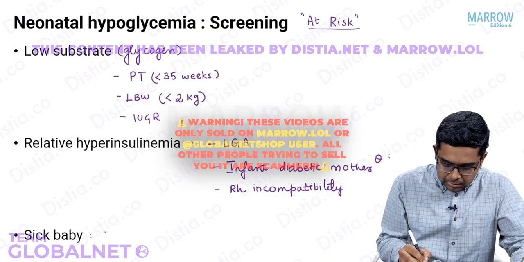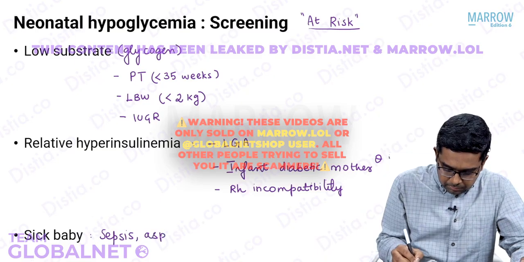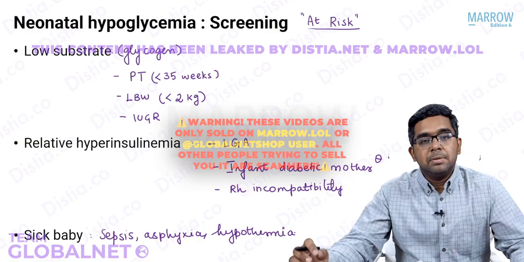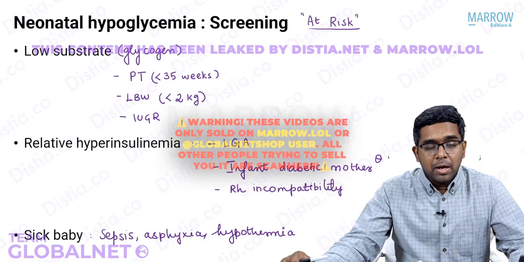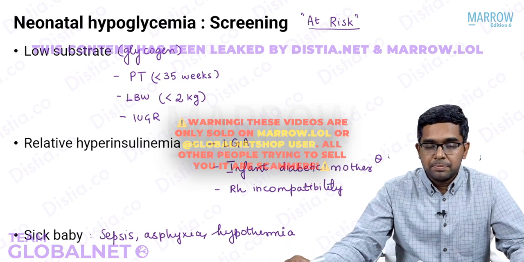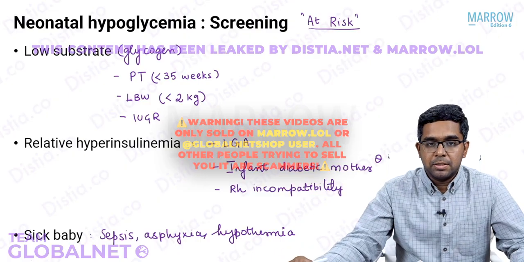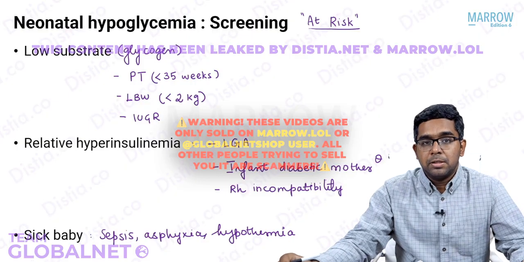The third group of at-risk babies includes a sick baby, which is something like a baby having neonatal sepsis, or a baby with birth asphyxia, or a baby with hypothermia. So this group of sick babies also needs to be screened for hypoglycemia. So you have to identify these at-risk babies and screen for hypoglycemia. Generally, remember, hypoglycemia is screened by dipstick measurements. We take a heel prick sample and do the dipstick measurement of glucose.